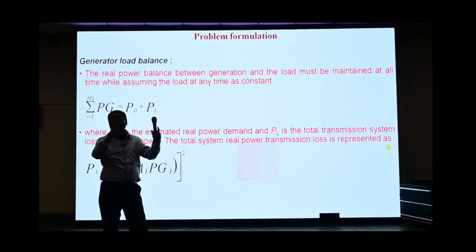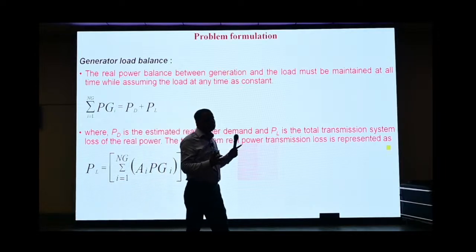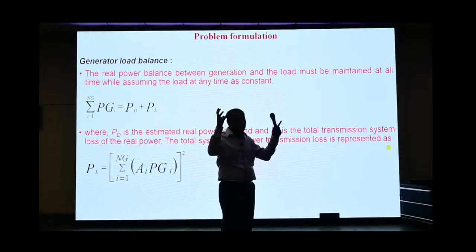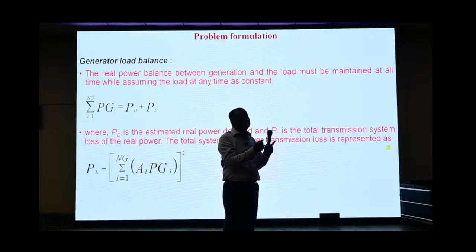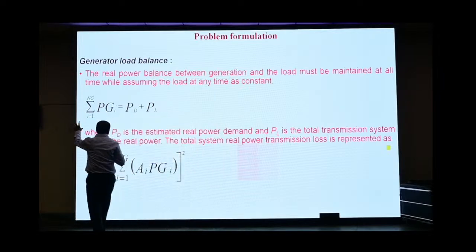So that is easier. Again the penalty function concept, whatever Panda was telling, same thing. How your search space has to be squeezed. If the search space is squeezed, it is much easier for a computer to find the minimum. Okay. So this is a constraint, the equality constraint.